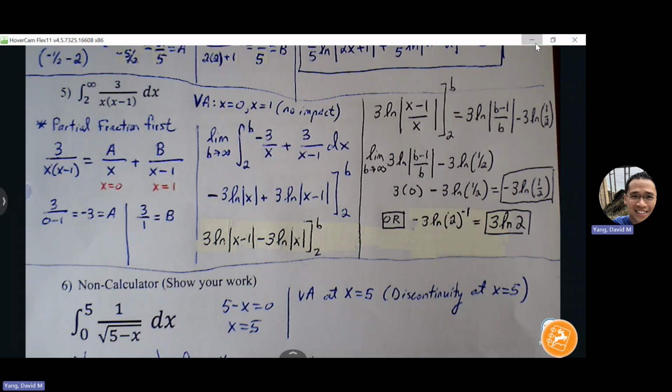If you have a limit that results in 0 over infinity or infinity over 0, do you use L'Hopital's rule off of that, or do you have to rearrange it? Yeah, it has to be either 0 over 0 or plus or minus infinity over infinity. 0 over infinity is not a form that we can use for L'Hopital's rule.